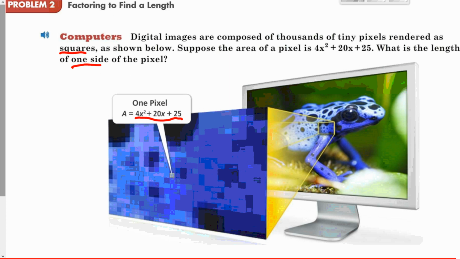So again, you could use CAB if you want to, but if you notice, what times what is 4? What times itself is 4? That's 2. What times itself is x squared? That's x. What times itself is 25? That's 5. Now if I multiply these and multiply by 2, do I get my middle? What's 2x times 5? It's a 10x. 10x times 2 is 20x. So yes, multiplying them together and multiplying by 2 gets me the middle. So that means this would be one of my sides: 2x plus 5, because it's a positive 5, because it's positive in the middle. So that would be one side of the pixel.